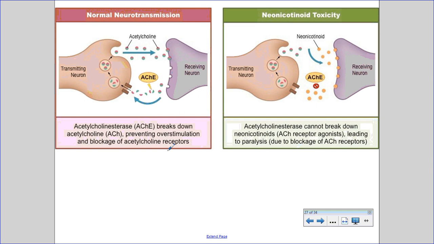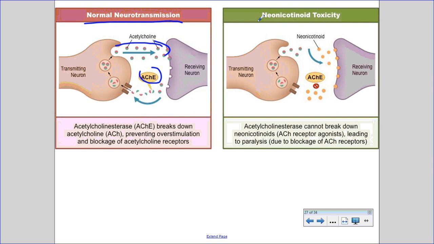The way that these neonicotinoids work is that, if this is our situation of normal neurotransmission, we have acetylcholine being released from that presynaptic membrane, acting on that postsynaptic membrane, and you have acetylcholinesterase, which will break down that acetylcholine, allowing the next neurotransmission to occur, or allowing other transmissions to occur.